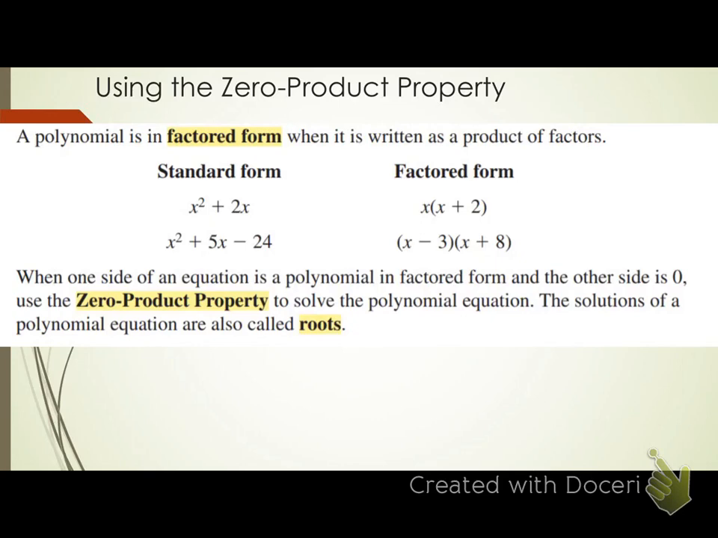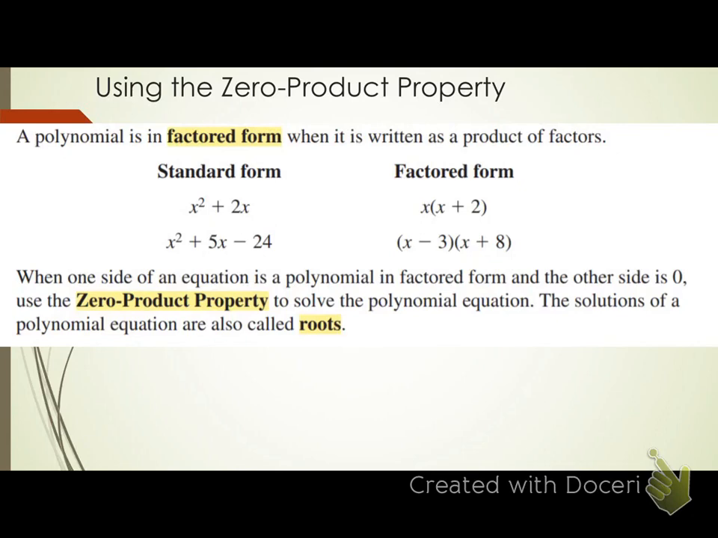Our first polynomial in standard form is x squared plus 2x. Factored form of x squared plus 2x would be x times x plus 2. If I were to multiply this out, I should get back to my standard form over here. So if I distribute my x here, what's x times x? X squared. X times 2 gives me 2x. So this is factored form. X is a factor of x squared plus 2x. X plus 2 is also a factor of x squared plus 2x. Just like if I had 8 times 2 being multiplied to give me 16.